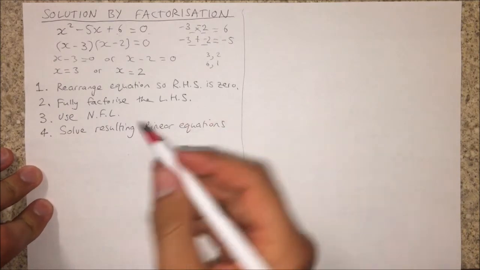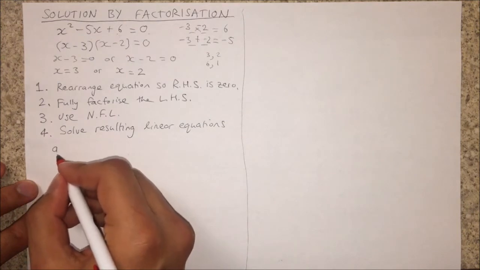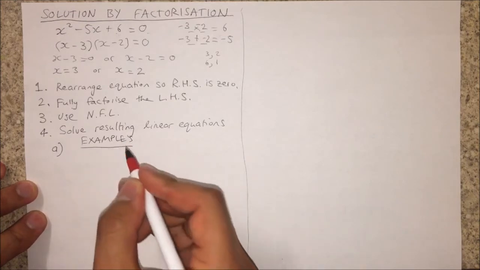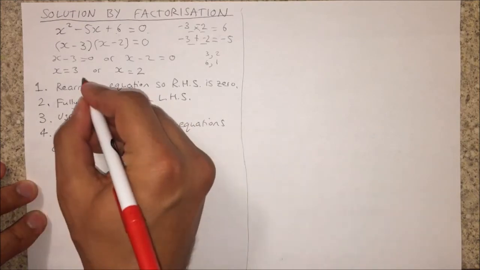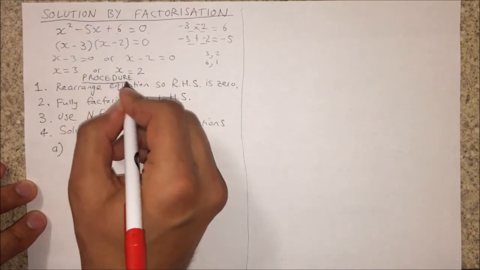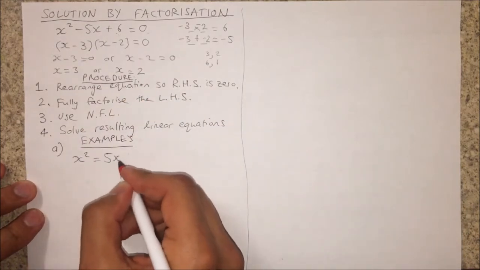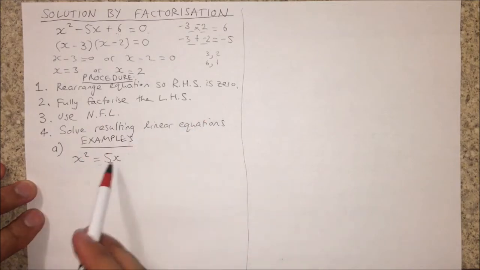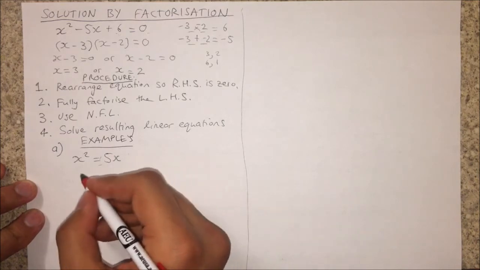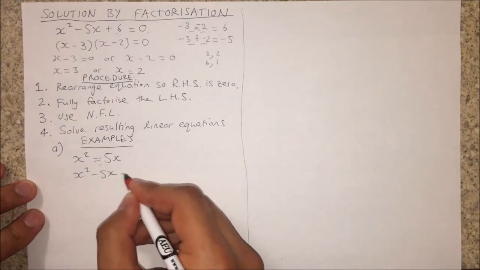So we're going to use this procedure to solve a few example problems. So example A, these are some examples, and this is a procedure. So example 1, we're going to have x squared equals 5x. So first step, we're going to rearrange this equation so the right hand side is 0. So to get rid of this, we're going to take 5x from both sides. If we take 5x from both sides, we're going to be left with x squared take 5x equals 0.